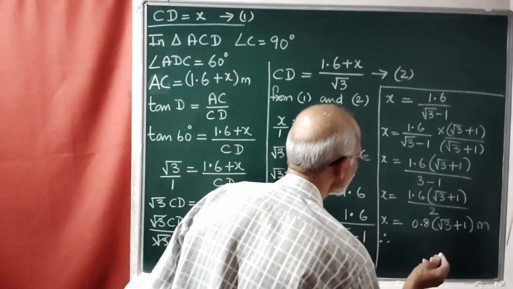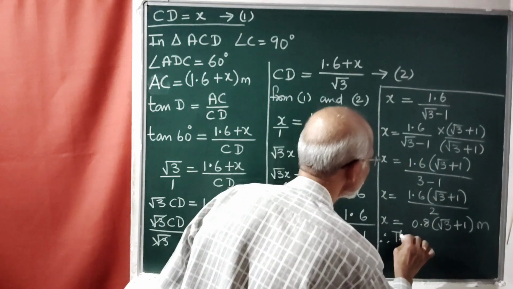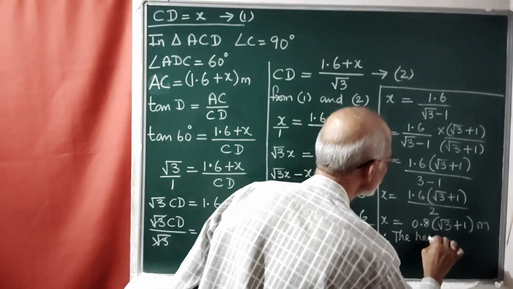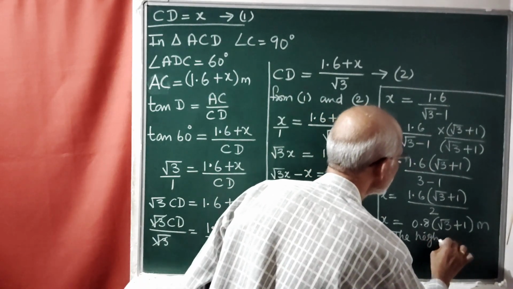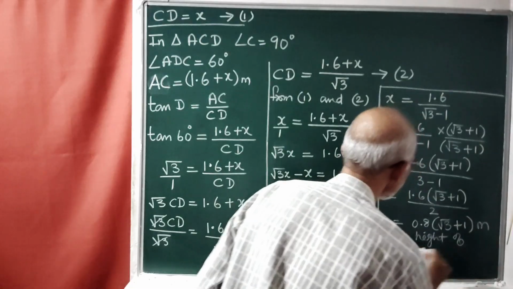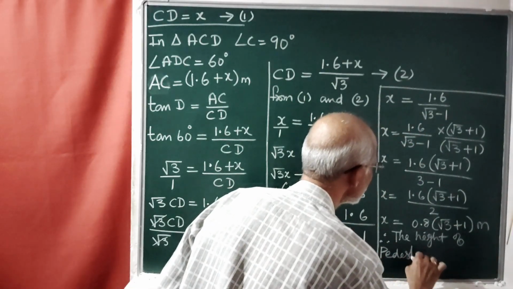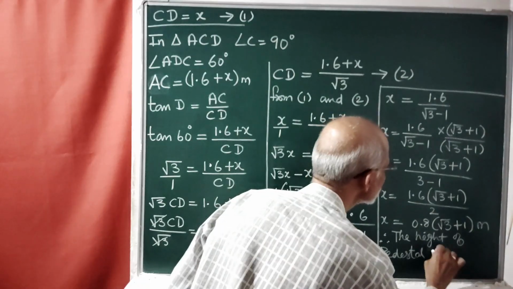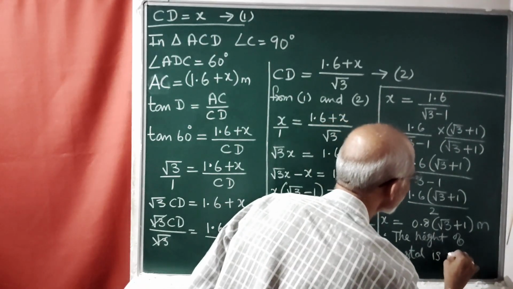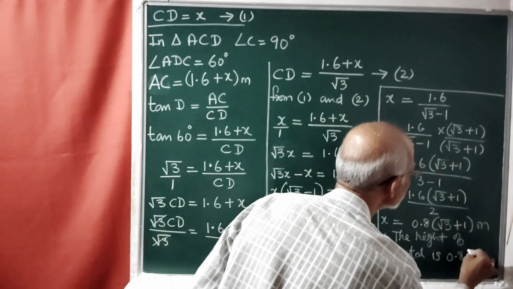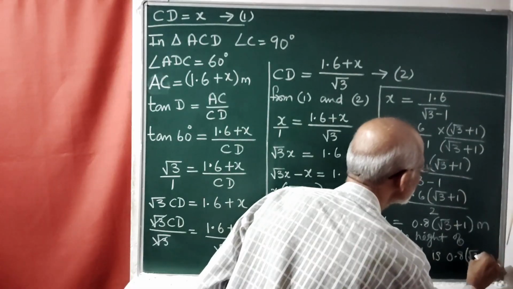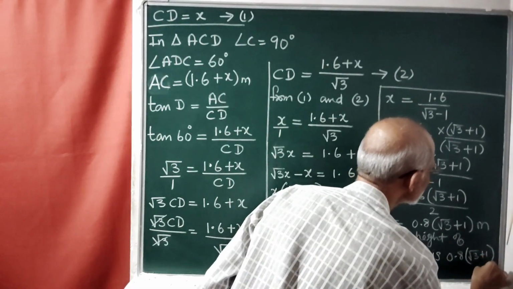Therefore, the height of the pedestal is 0.8 into root 3 plus 1 meters.